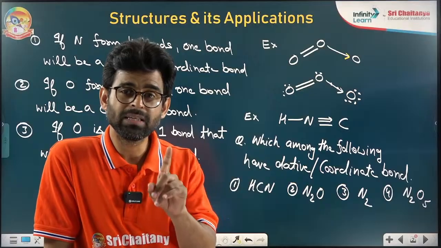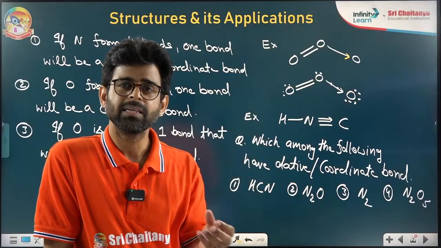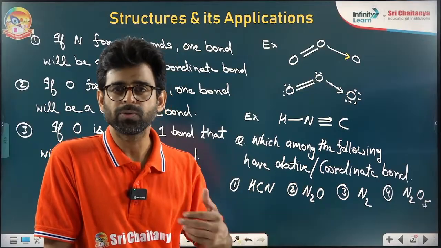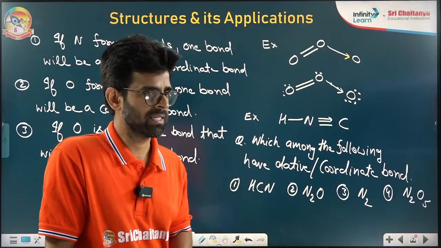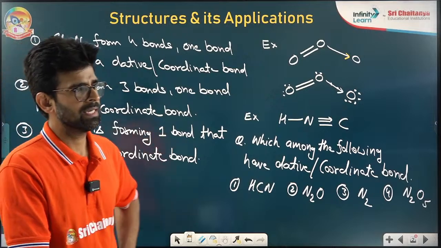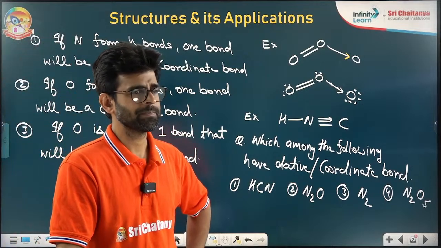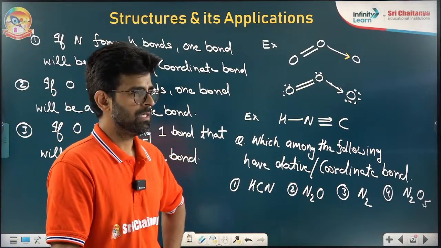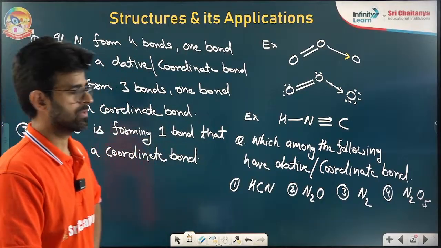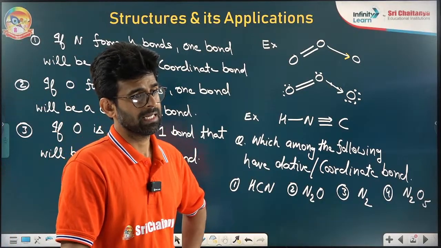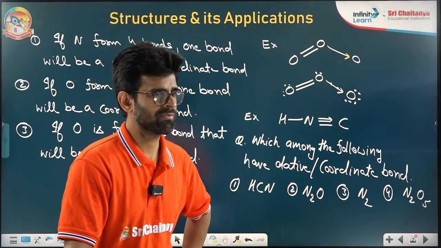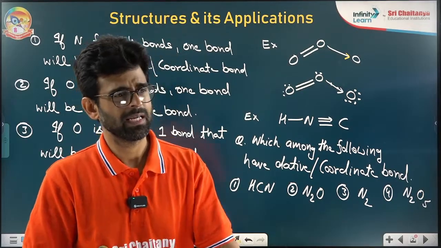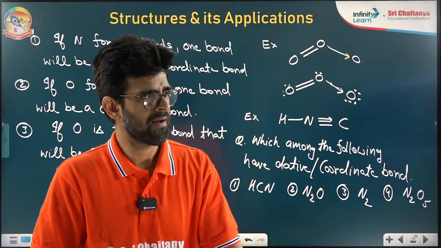I'm not saying only one is the answer. Maybe out of these four molecules, two can have a coordinate bond. Maybe all have a coordinate bond. You have to check that. Okay, right? So first check, beta, check carefully. Check carefully. Gayatri is present.